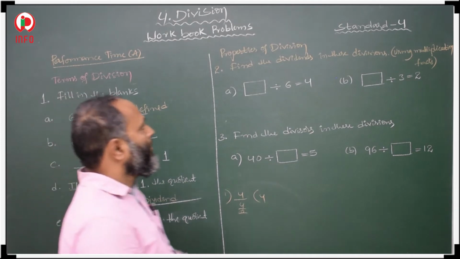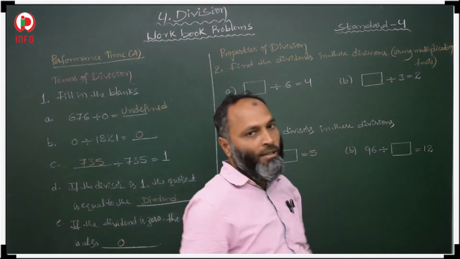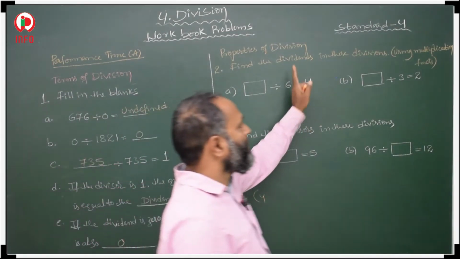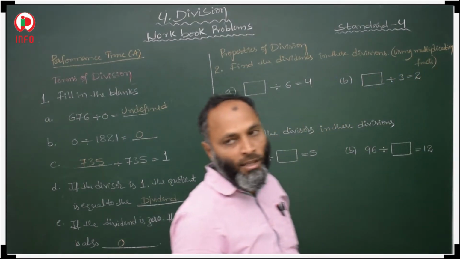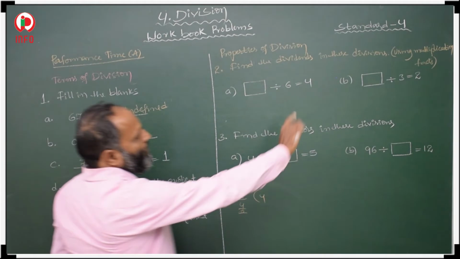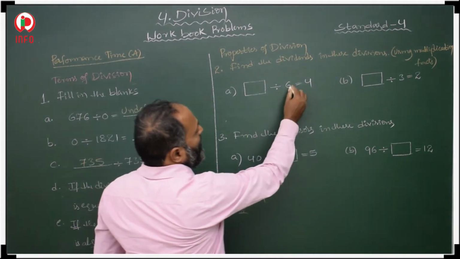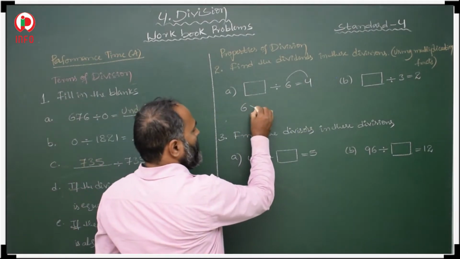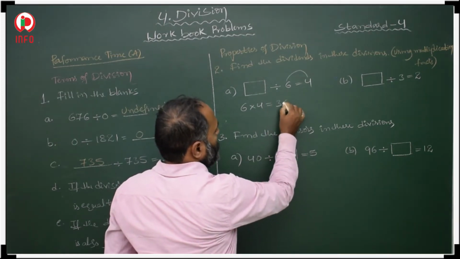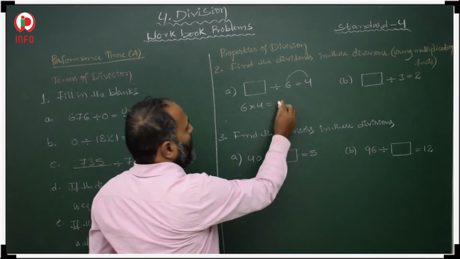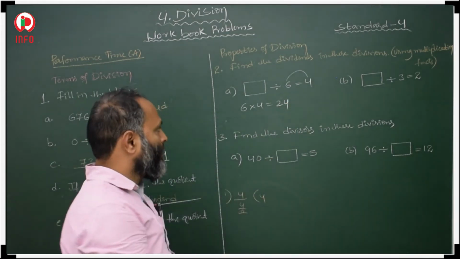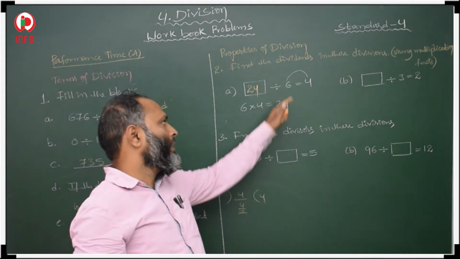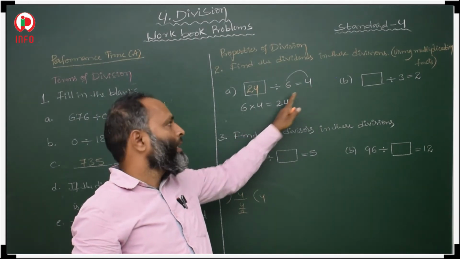Okay. Now find the dividends in this division. We have to find the dividends using multiplication facts. So how to find dividends? We have to multiply this divisor with the quotient. 6 into 4. 6 4s are 24. That 24 we have to keep in this box using the multiplication fact. If we multiply the divisor with the quotient, then you will get the dividend.